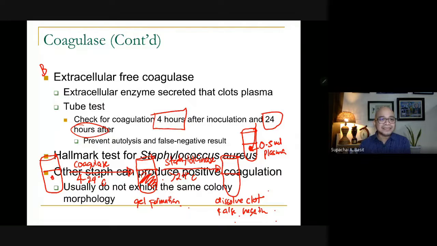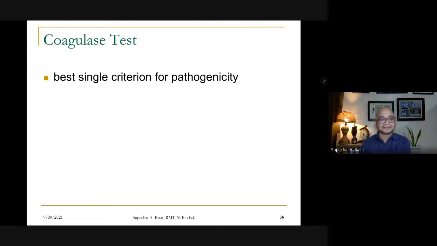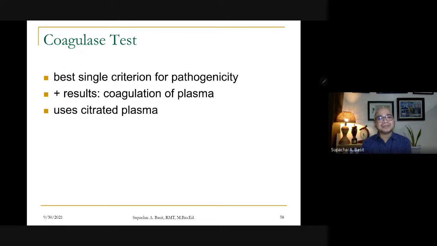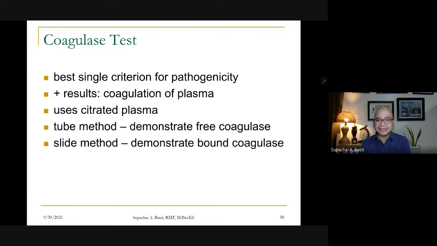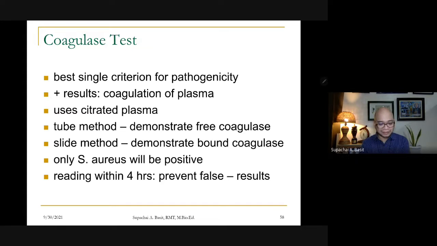Okay? Other Staphylococcus can produce positive coagulation, but they are not human pathogens. Usually, they do not exhibit the same colonial morphology. So, best single criterion for pathogenicity. A positive result is coagulation of plasma, and we're using saturated plasma. The tube method demonstrates free coagulase. The slide method demonstrates bound coagulase. Only Staphylococcus aureus, the human pathogen, will be positive.